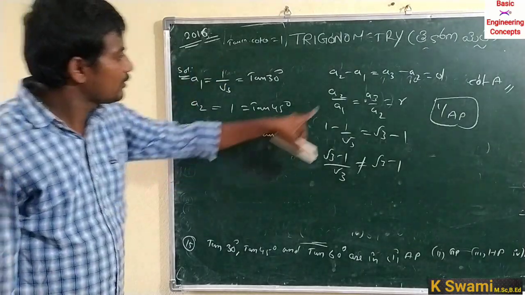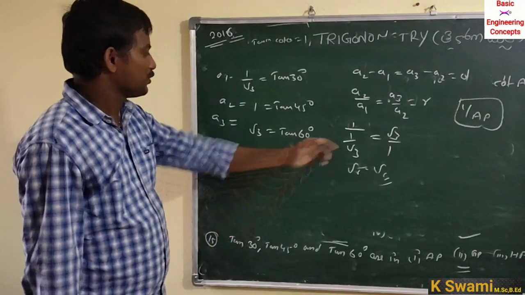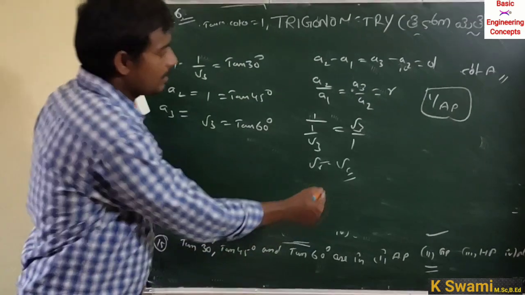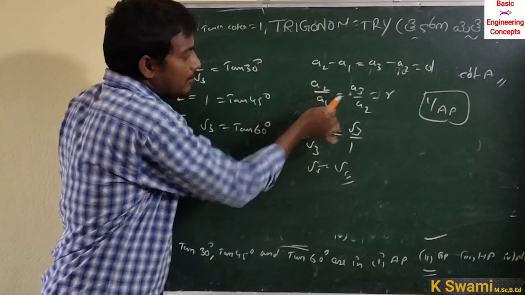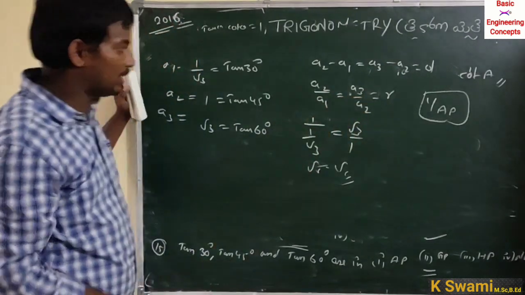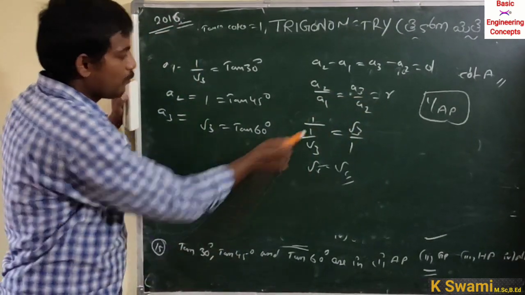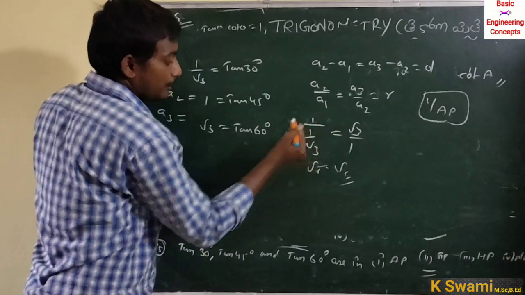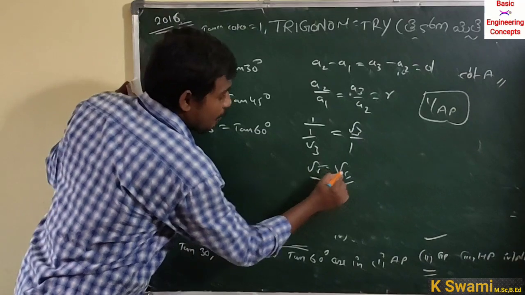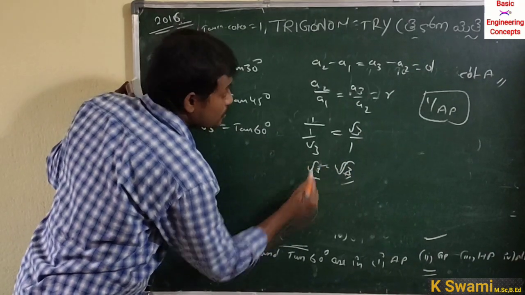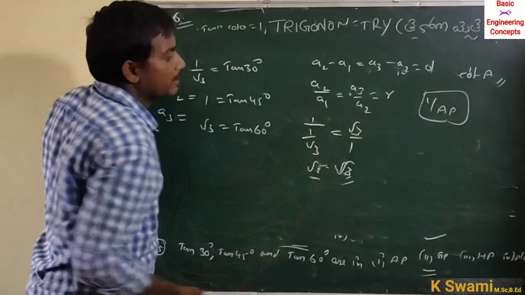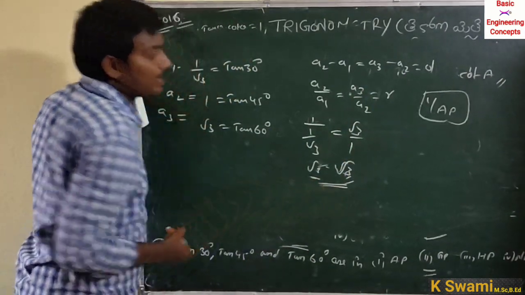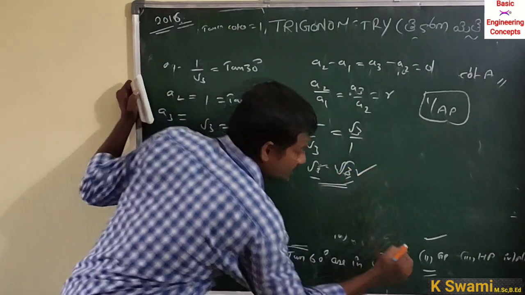So check the second option, whether they are GP or not. A2 by A1 is equal to A3 by A2 is equal to R. A2 by A1 means 1 by 1/√3 is equal to √3, and A3 by A2 means √3 by 1 is equal to √3. So A2 by A1 is equal to A3 by A2 is equal to √3. So it is a common ratio. So the correct option is GP.